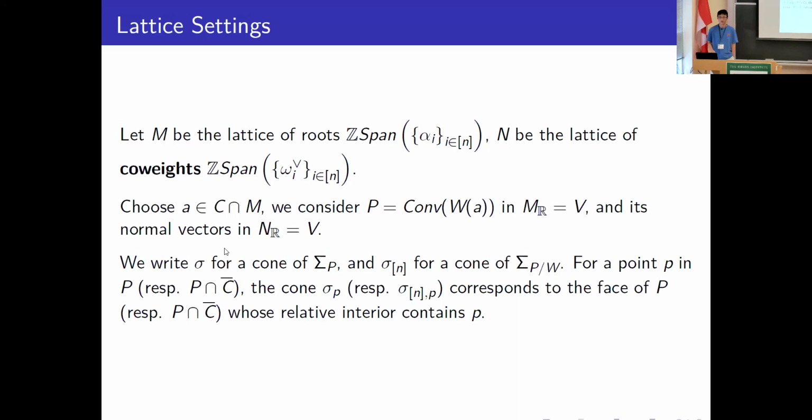And for the notation, we write sigma for a cone in the normal fan of P, and sigma_p for the cone corresponding to the face of P whose relative interior contains p. Similarly, we define sigma_N and sigma_{N,p} for the normal fan of the quotient polytope.